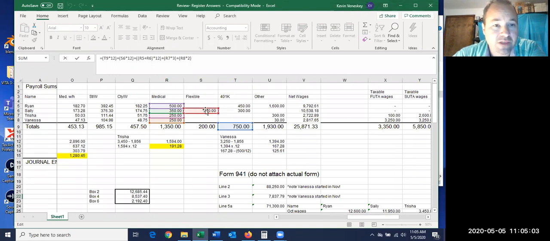And then for the flexible spending, this person had flexible spending taken out all 12 months. So I took the S6 times 12. And then I did the 401k. Since there was more than one, I just did the total. I could have put the total here too. I could have just dragged this down. It's going to be the same answer.